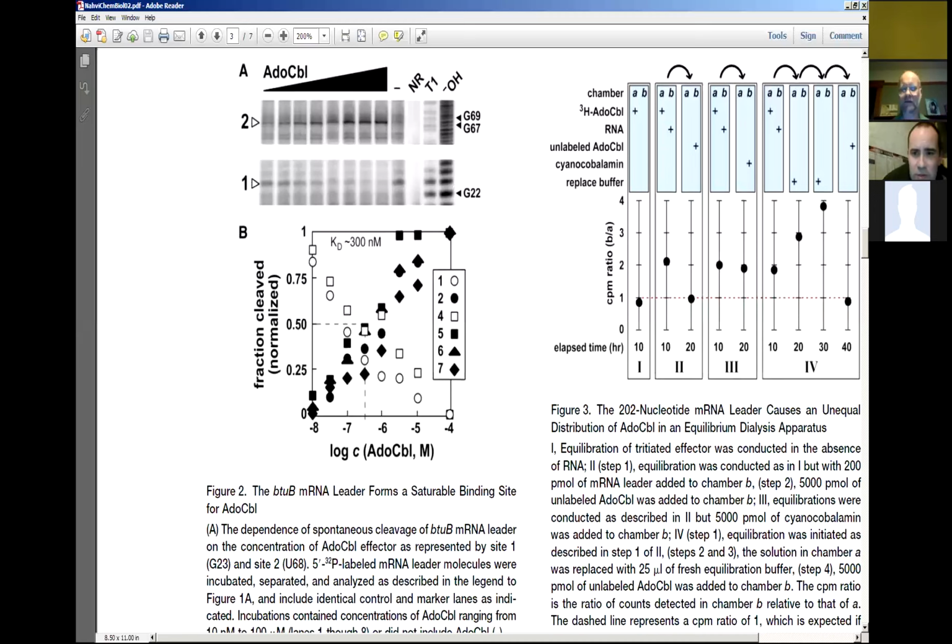Yeah, I haven't read what it says in the materials. I just assume that everything was synthesized, like the cyanocobalamin, labeled and unlabeled, those are just chemicals, and the RNA, I just assume they synthesized that chemically because it's only 202 nucleotides. No, they in vitro transcribe it from DNA.